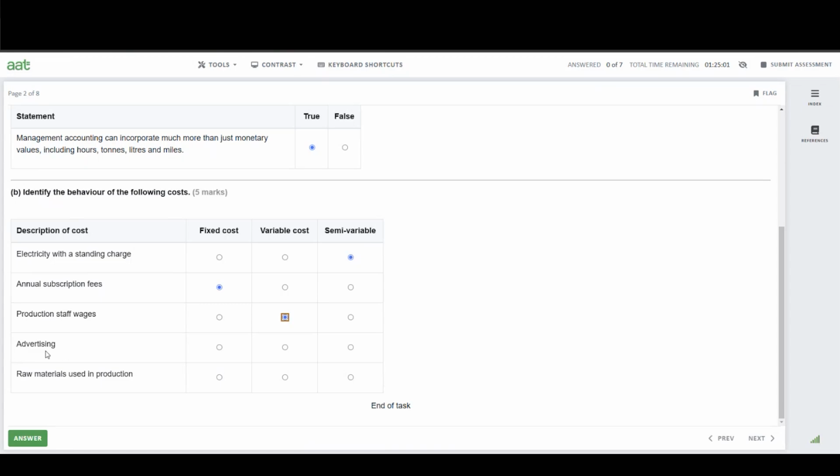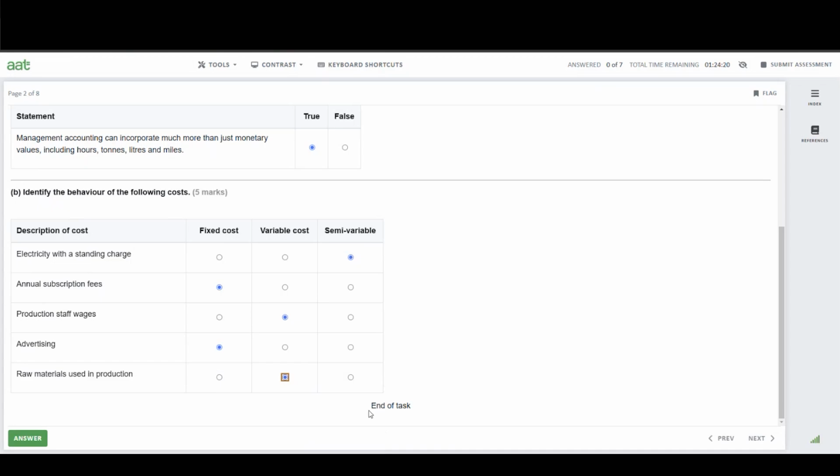Advertising is a day-to-day running cost of the business. It's one of our expenses. It doesn't relate to activity, so it doesn't relate to the number of units produced. So it will be classed as a fixed cost. Raw materials used in production. So a little bit like our labour costs. The more units we produce, the more material will be required. The less units we produce, the less material will be required. Our raw material cost will vary in direct proportion to the number of units produced or to activity. So that will be classed as a variable cost.